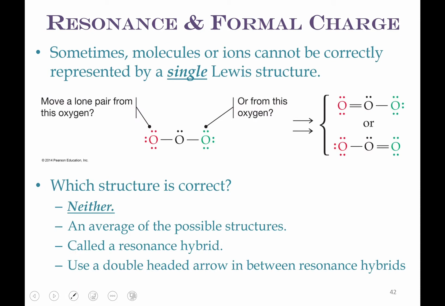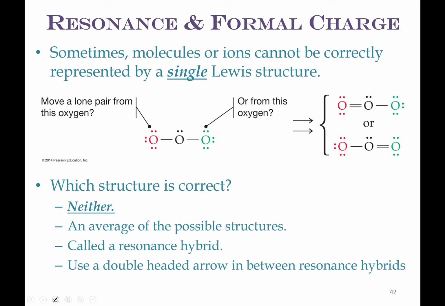Now, if I have something that's charged, I tend to have a molecule that doesn't have only one structure. There are molecules that are uncharged that have more than one structure as well, but there are going to be some molecules that we just can't represent correctly by one single Lewis dot structure.